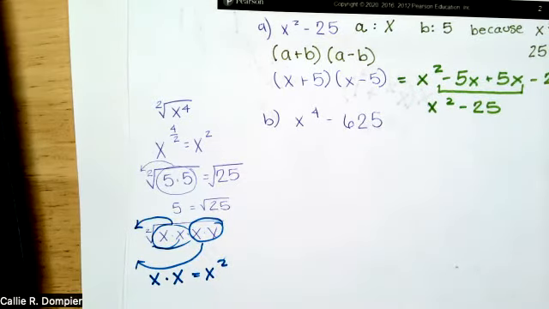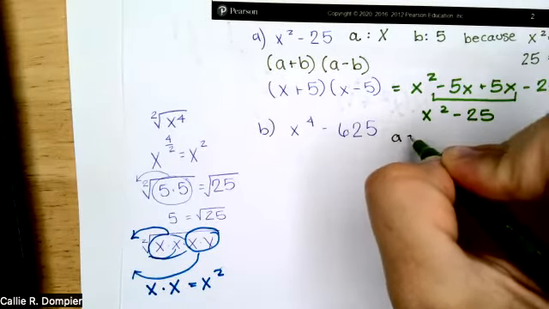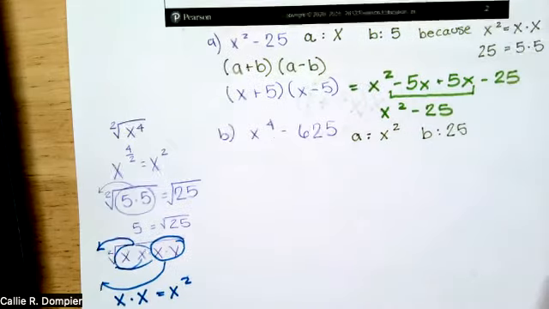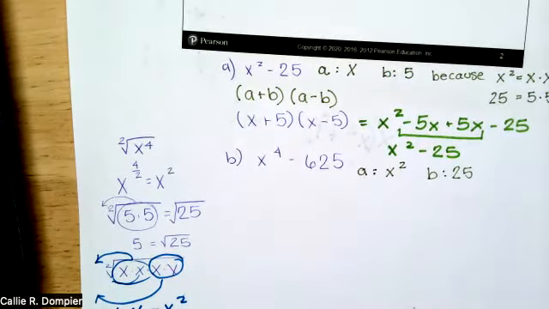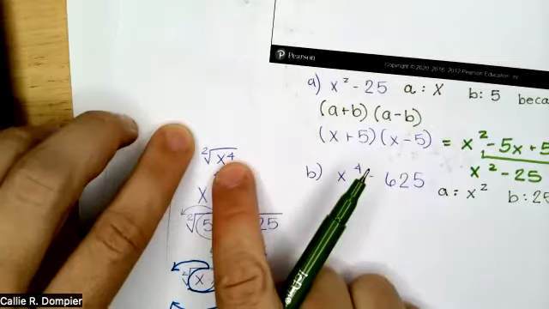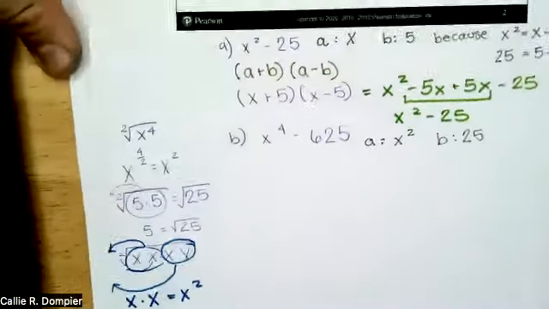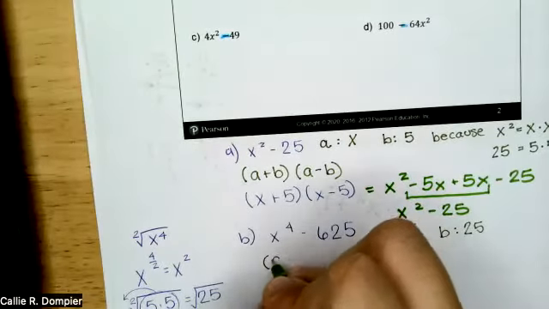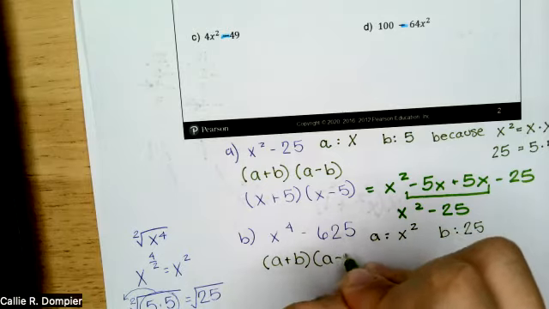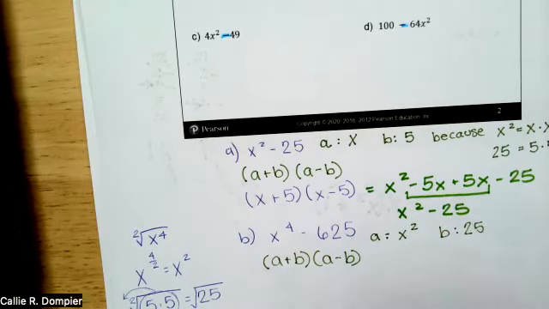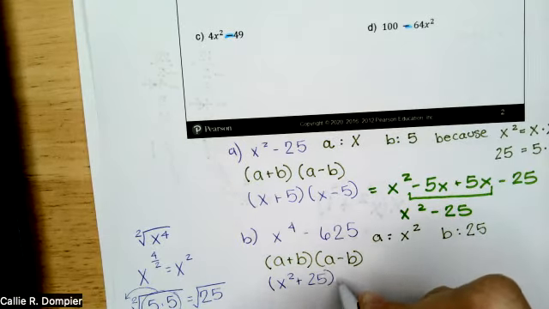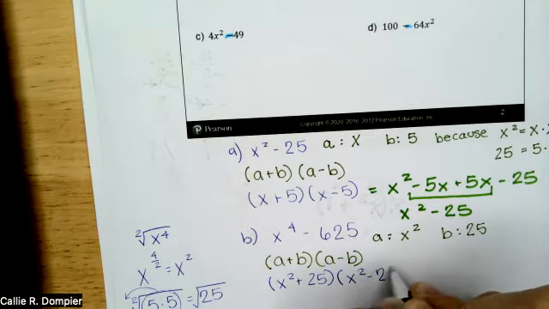So that is how I know that a is x squared and b is 25. I can't really put x to the 4th. I can't take the square root of x to the 4th with a calculator, but I can divide this number by this number. Or I can think about how many x's there are and how many I can take out. So again, a plus b times a minus b. Rewrite it as x squared plus 25, x squared minus 25.